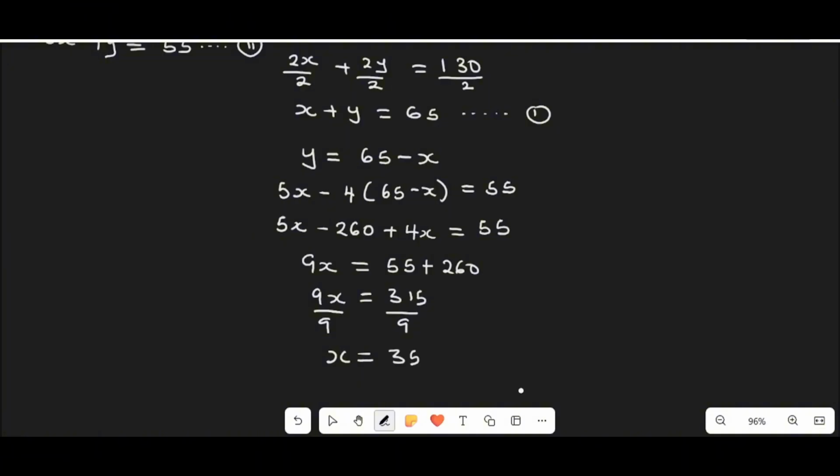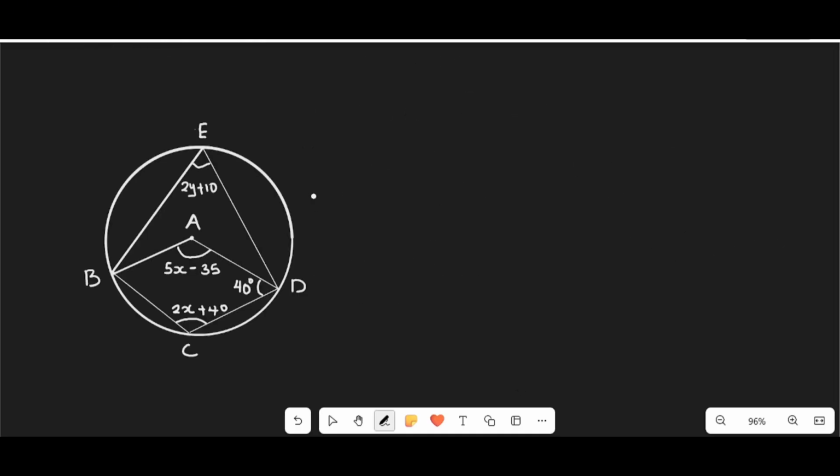35. So let us substitute 35 into this equation to find the value of y. y equals 65 minus 35. y equals 30. So x equals 35 and y equals 30.